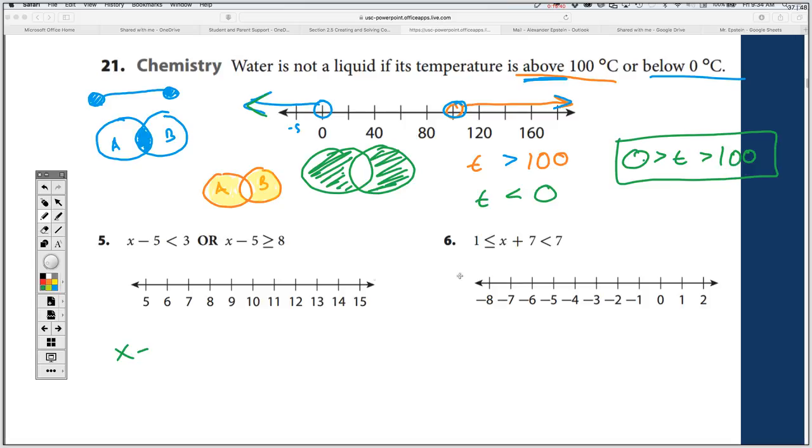So you have x minus 5 less than 3. How do you solve for x? Subtract 5. No. Add 5 to both sides. You have subtraction, so you're going to add, inverse operation, add 5, both sides. x is less than 8. So have 8, circle it.